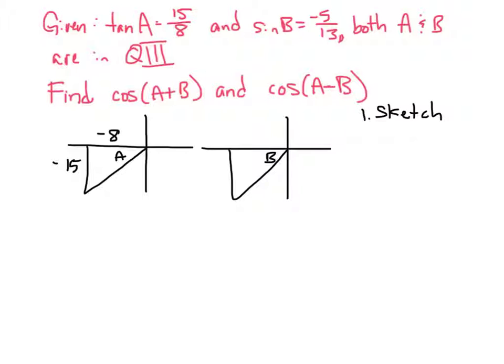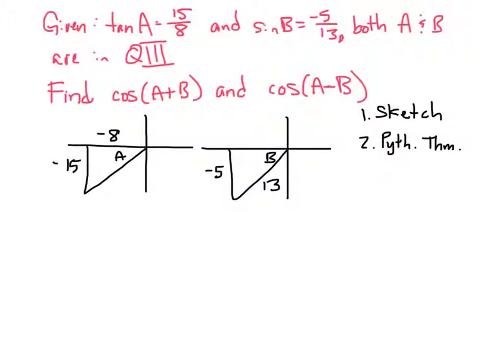Okay, the sine of B was negative 5 over 13, so negative 5 over 13. The hypotenuse will always be positive. Alright, the next step is to use Pythagorean theorem to find the missing sides.